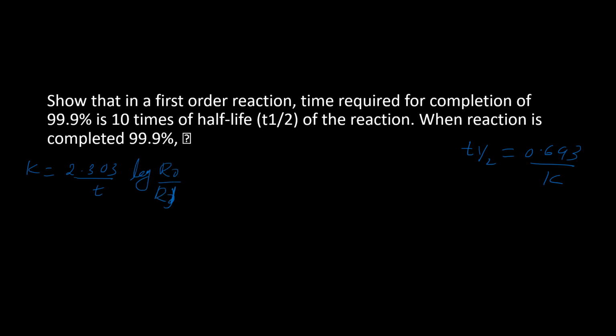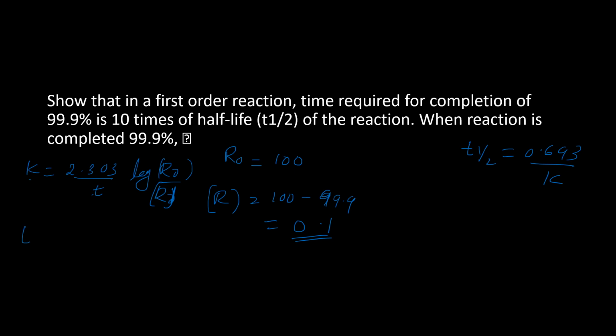In this question, we can use R0 as 100%, that is the initial concentration, and 99% is completed. So what will be R? 100 minus 99, so we'll get 0.1% remaining. So we are substituting these values.